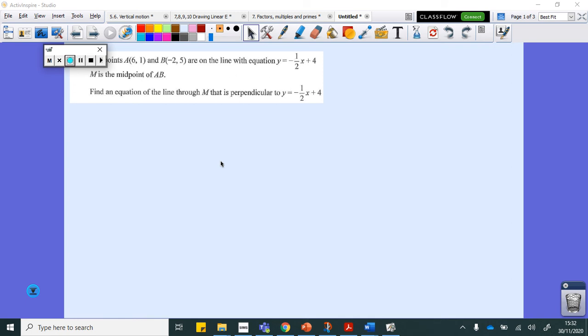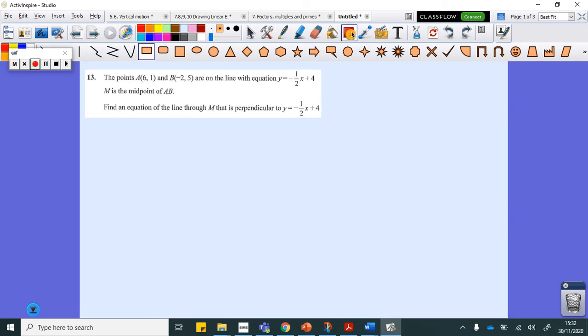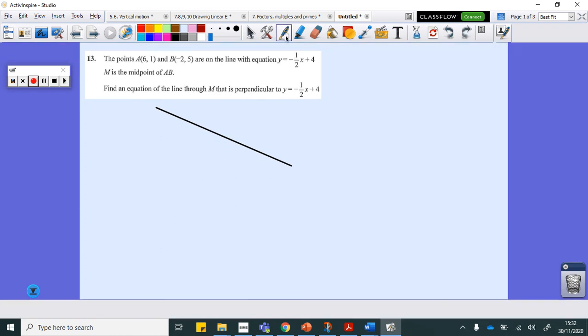Question number 13 here. We've got a midpoint of 2 points, and we've got a line with the equation y equals negative half x plus 4. We want a line that goes through the midpoint and is perpendicular. So if we think about this line, it has a gradient of negative half, so it looks something like that.